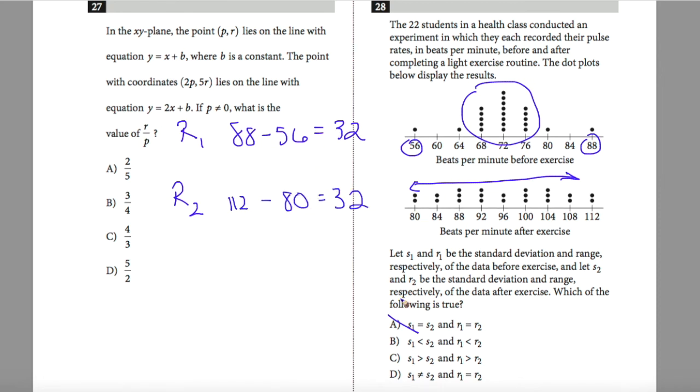So my ranges are equal, but my standard deviations are not. S2 has a greater standard deviation than S1, so choice D will be my best example. I wrote it here, but this is also saying that S1 is not equal to S2, right? They do not have the same standard deviation, regardless of whoever has more or less. These are not equal, and my R1 and my R2 are equal given my ranges. So D will be my best answer choice for question 28.